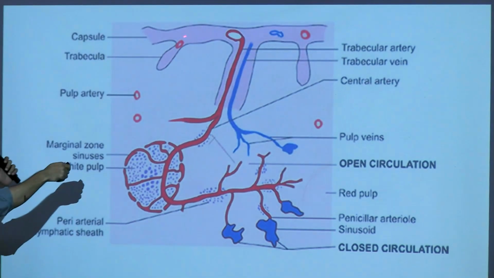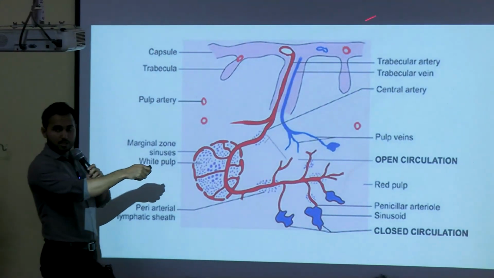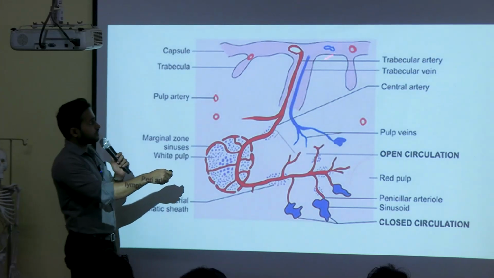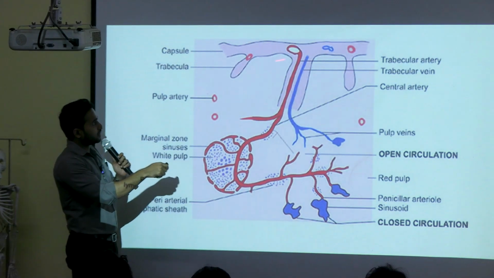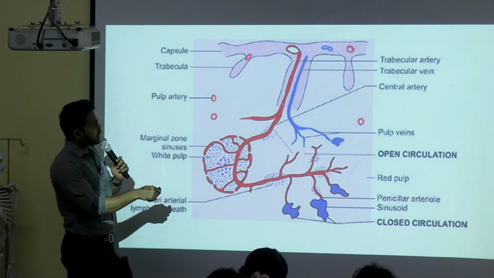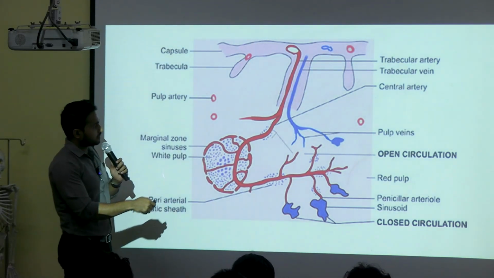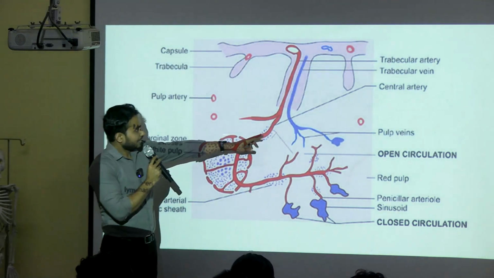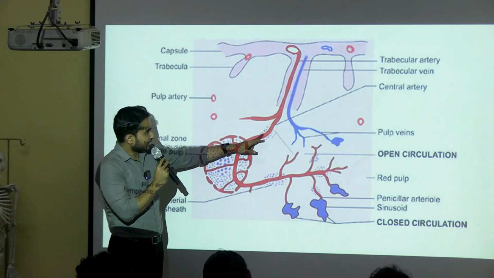Now can you see the capsule? Can you see the capsule? So this is the connective tissue capsule and this is the trabeculae. Okay? So through the trabeculae, the trabecular artery is entering inside the substance of the spleen. After that, this is called the central artery.